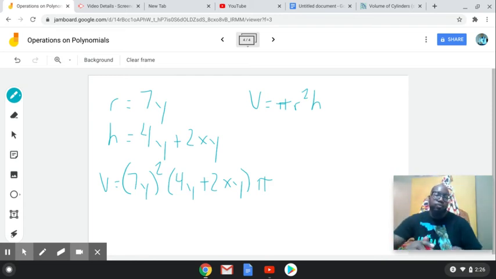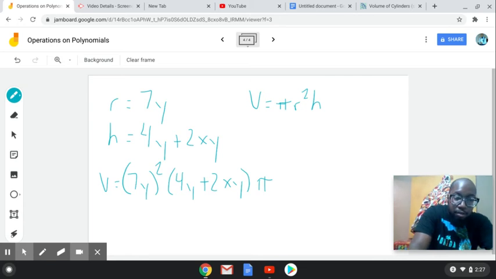Okay. All right, so here we go. First thing we need to do, we understand that we have 7y squared times 4y plus 2xy. Now, most students will make the mistake and they'll try to go ahead and take the 7y and multiply it through the 4y and the 2xy. So they use the distributive property first, but you can't do that because you have a power property right here, okay? So we got to take care of that power property first. So that means we're going to square the 7 and square the y.